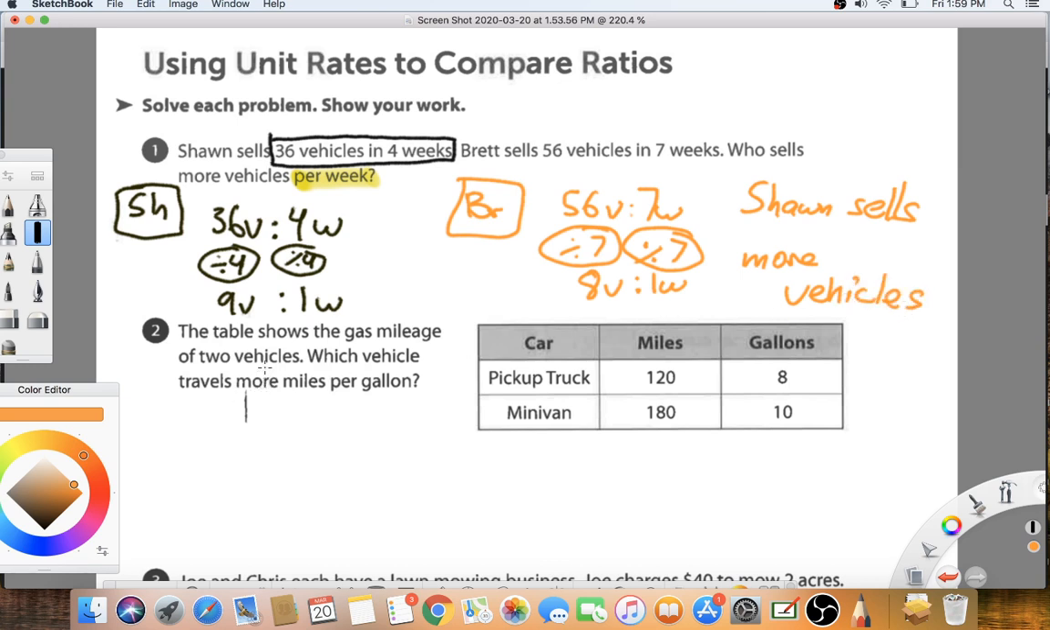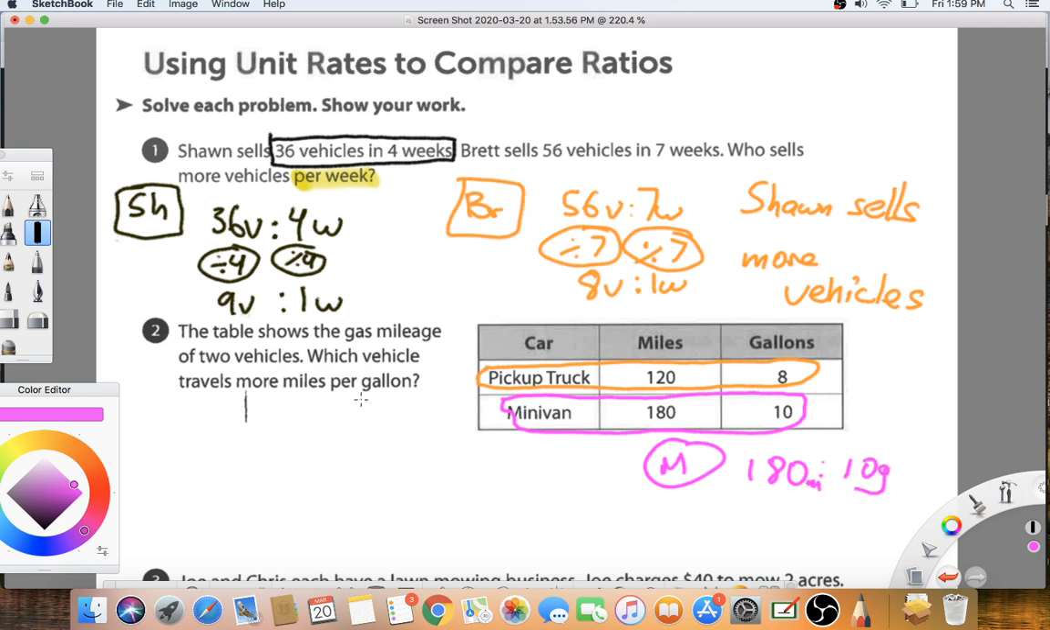For number 2, it says a table shows the gas mileage of 2 vehicles. So this is the first vehicle. These are its stats, I guess. And then this is the second vehicle. It says which vehicle travels more miles per gallon? So the minivan, just because I have purple, we're going to start with that one. So it's 10 gallons to 180 miles.